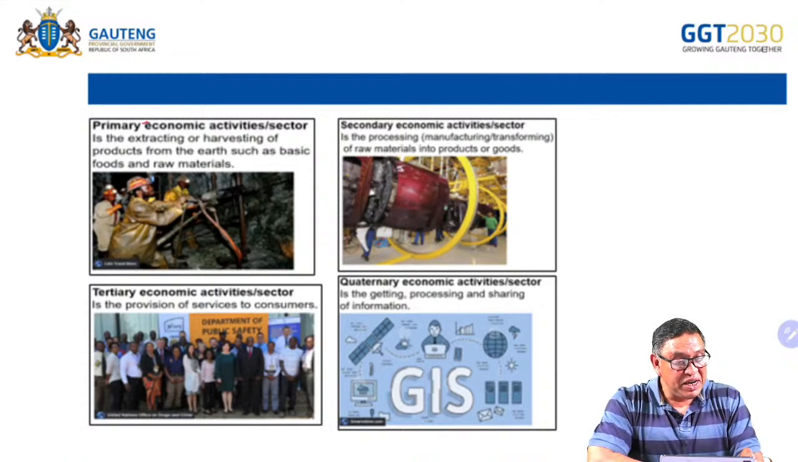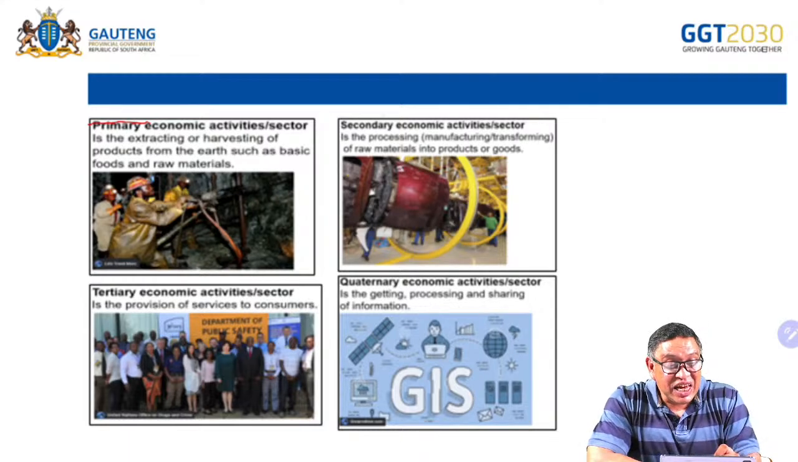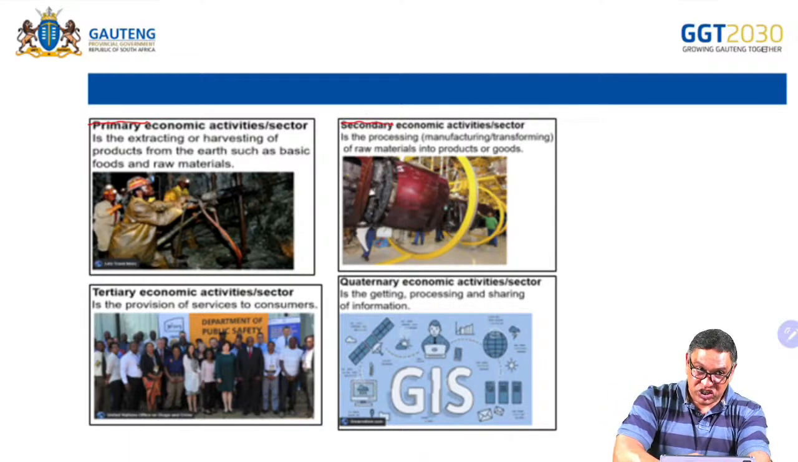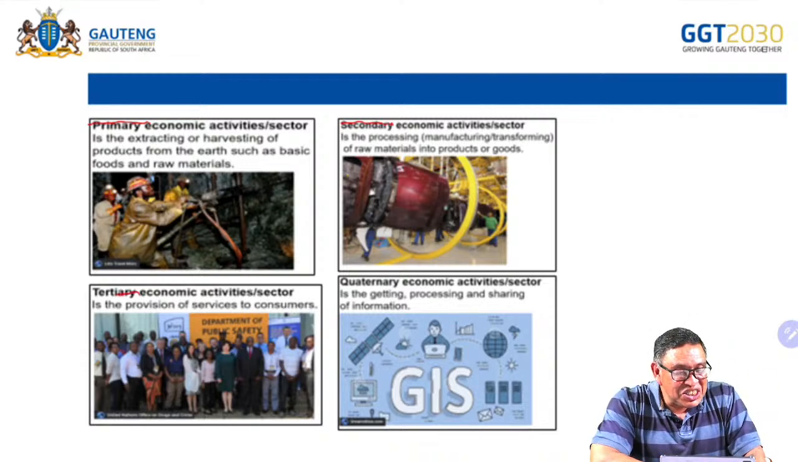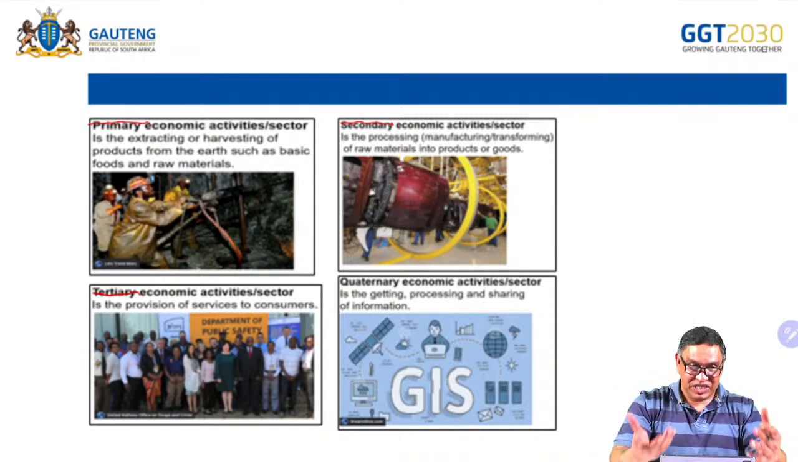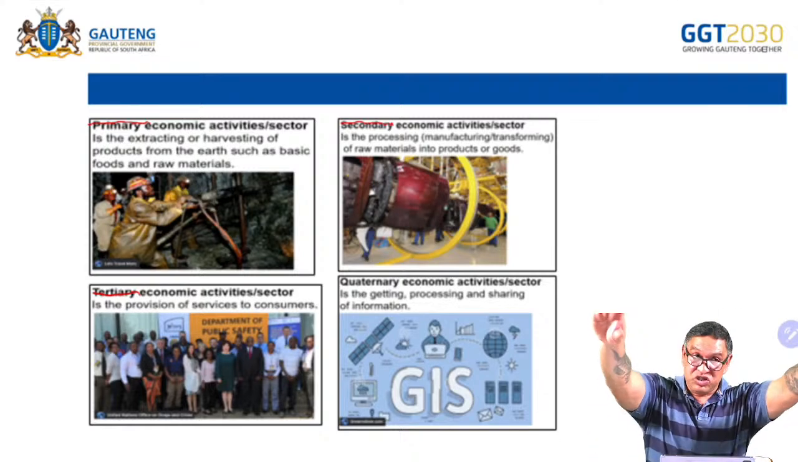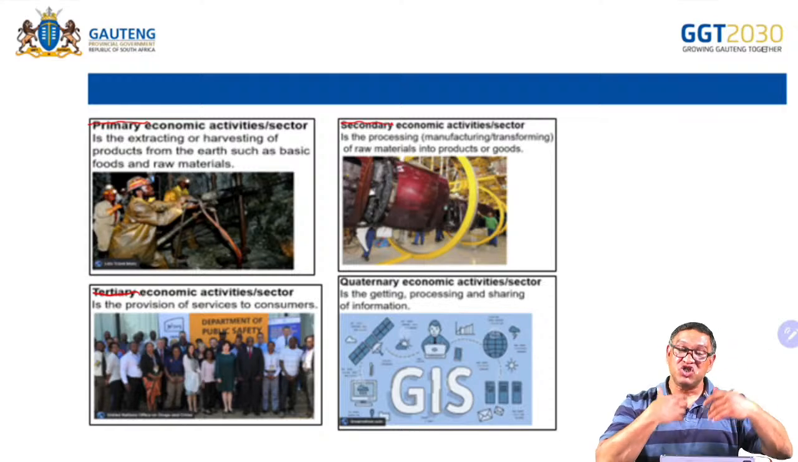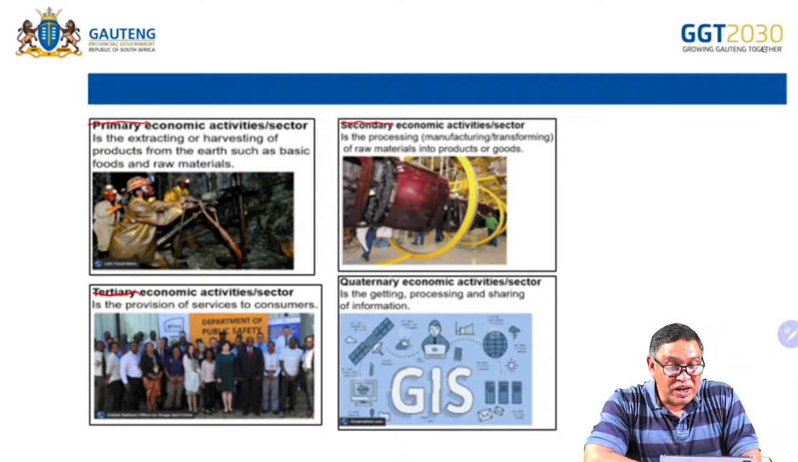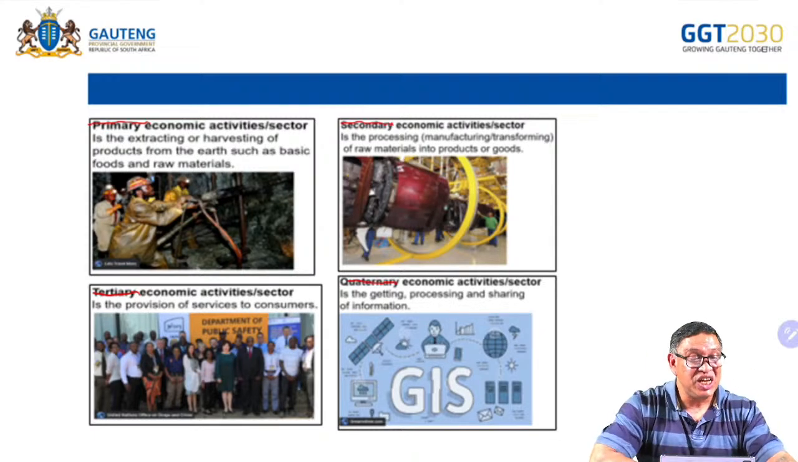Of course, primary, dealing with extraction from the earth. Secondary, dealing with manufacturing of those resources into products. Tertiary, dealing with services, whether it's transport, whether it's at a restaurant, whether it's social services, schools. And then quaternary is about information, given to things like GIS, etc.